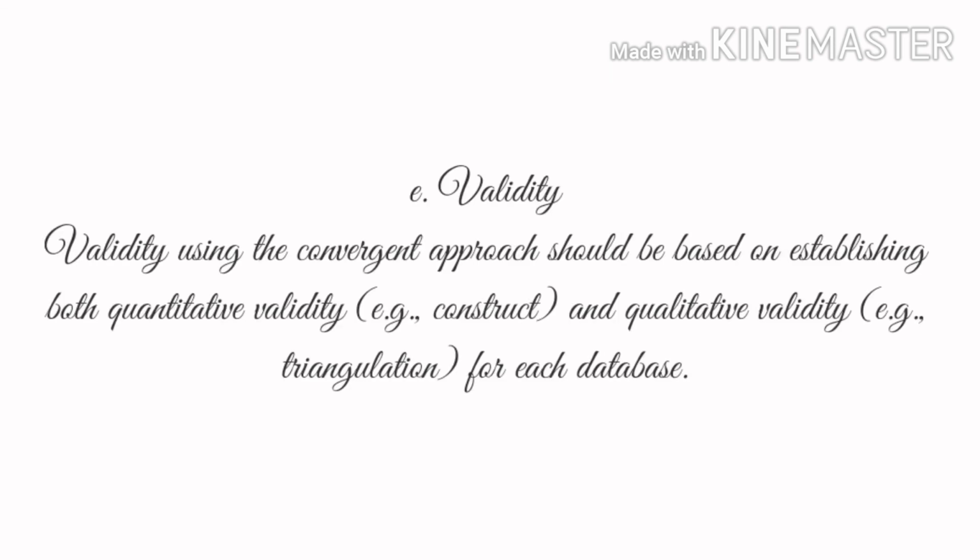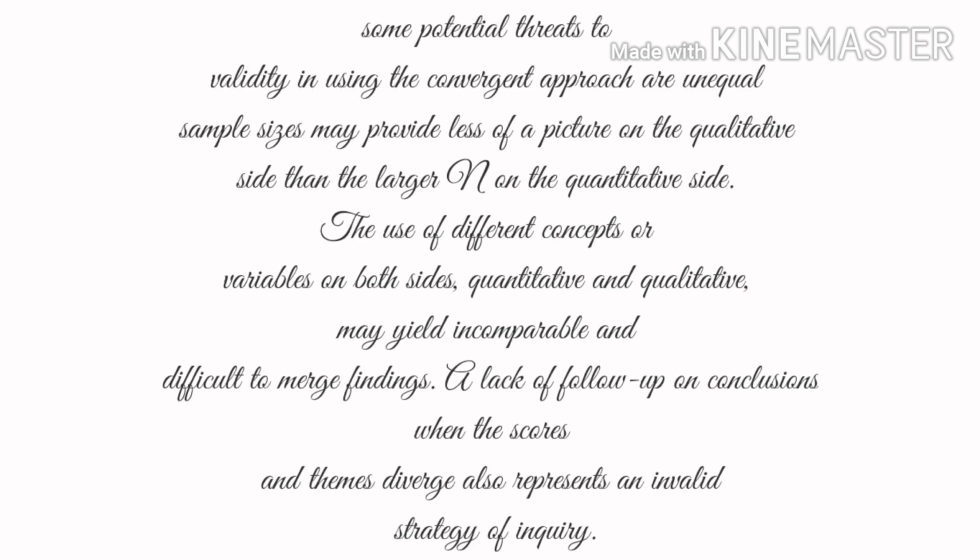E. Validity. Validity using the convergent approach should be based on establishing both quantitative validity, e.g., construct, and qualitative validity, e.g., triangulation, for each database. Some potential threats to validity in using the convergent approach are unequal sample sizes, which may provide less of a picture on the qualitative side than the larger N on the quantitative side. The use of different concepts or variables on both sides, quantitative and qualitative, may yield incomparable and difficult to merge findings. A lack of follow-up on conclusions when the scores and themes diverge also represents an invalid strategy of inquiry.